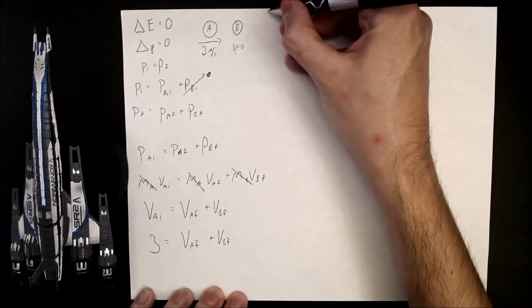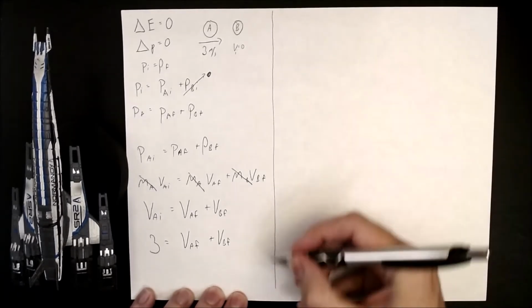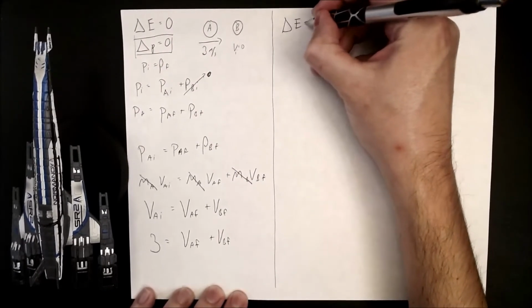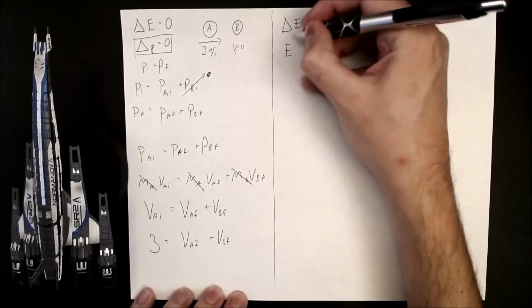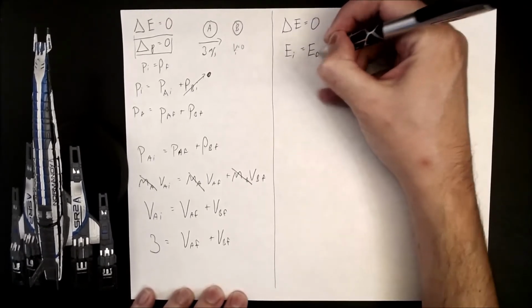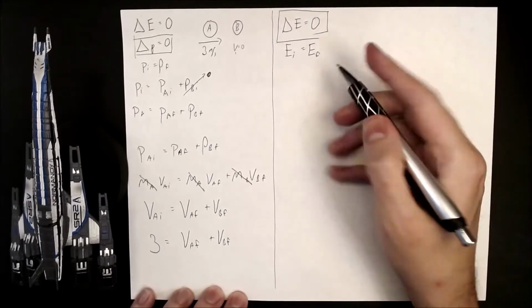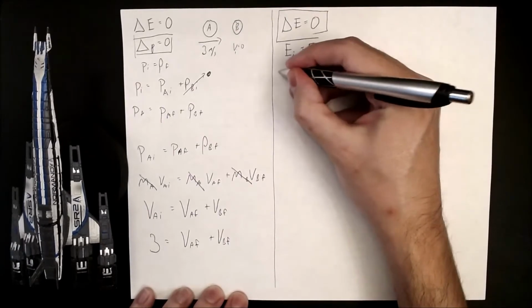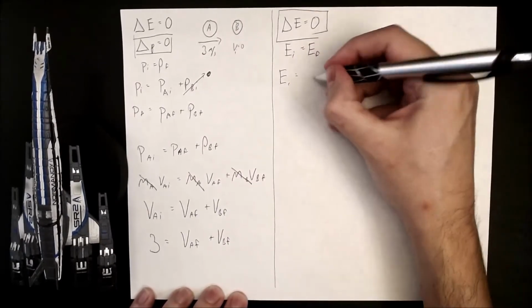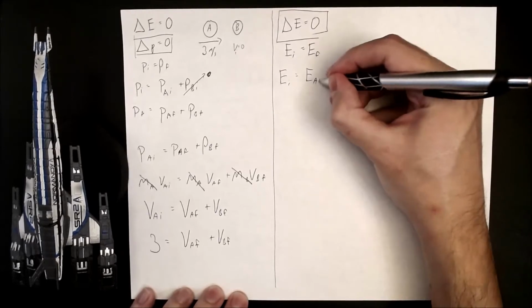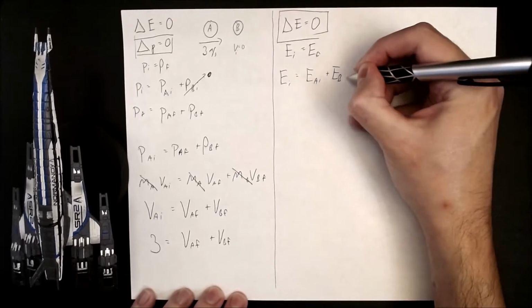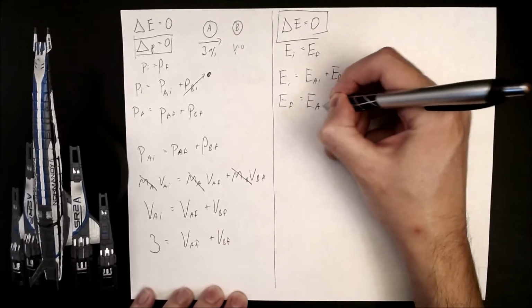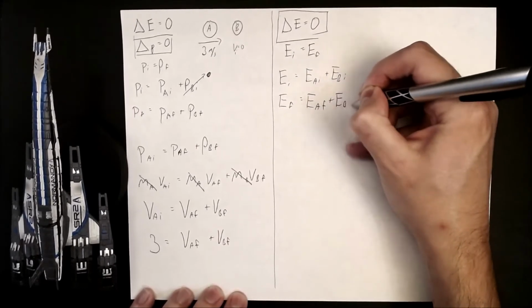Well, let's move on to the other equation that we have. This was for momentum over here, and here we're going to have energy conservation. So this is going to be energy initial is equal to energy final. Energy initial, we're going to do the same kind of thing as we did before. Energy initial is equal to the energy of ball A initially plus energy B initially. Energy final will equal energy A final plus energy B final.